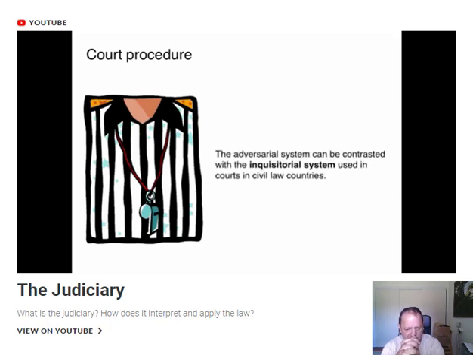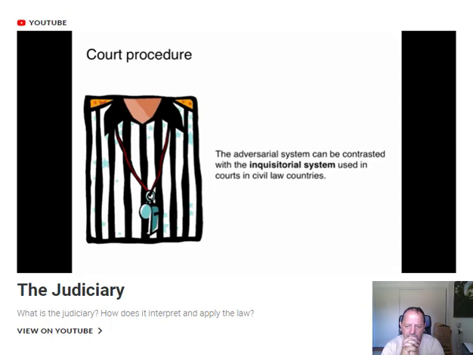We can contrast the adversarial system of trial with the inquisitorial system of trial used in civil law countries. You will recall from topic 1 of this course that most legal systems around the world today can be categorized as either a common law legal system or a civil law legal system. One of the differences between these two types of legal system is the way in which trials are conducted. Common law countries usually use the adversarial system of trial, but civil law countries usually use the inquisitorial system of trial.